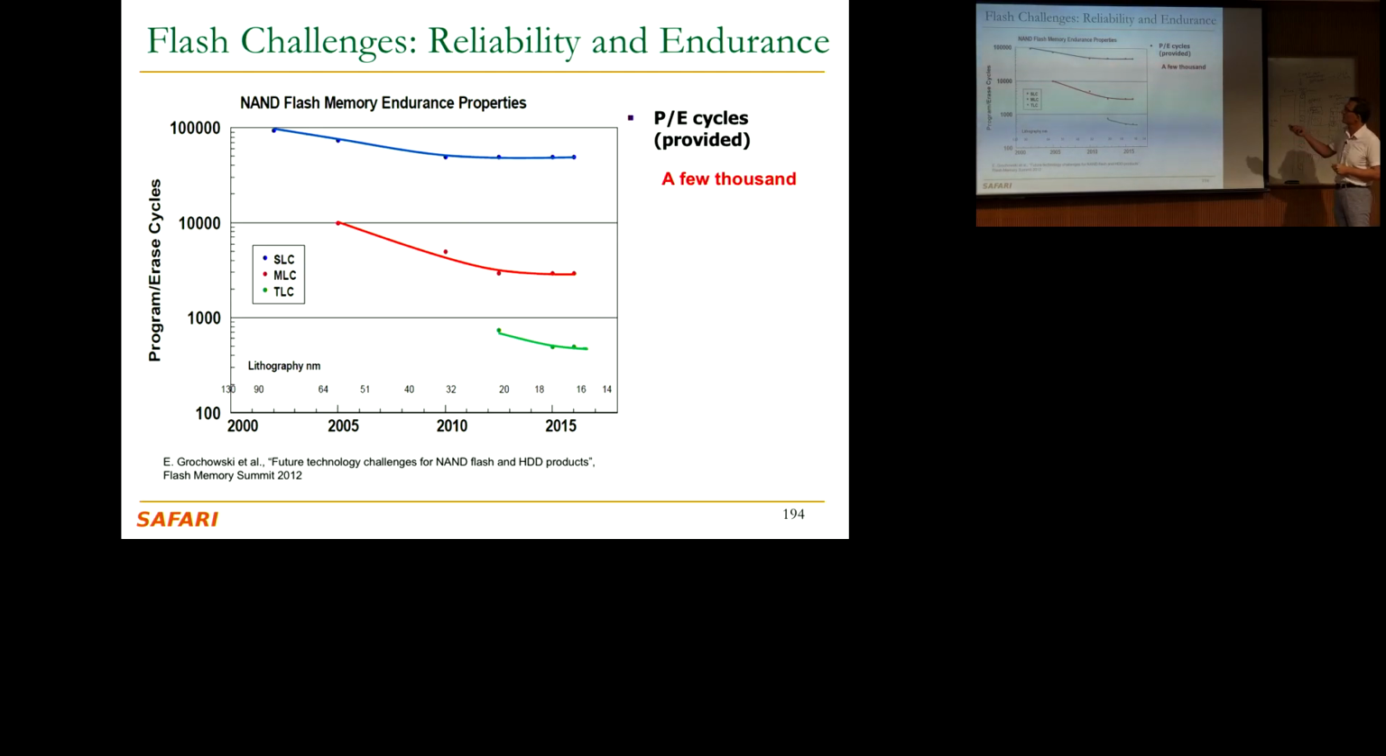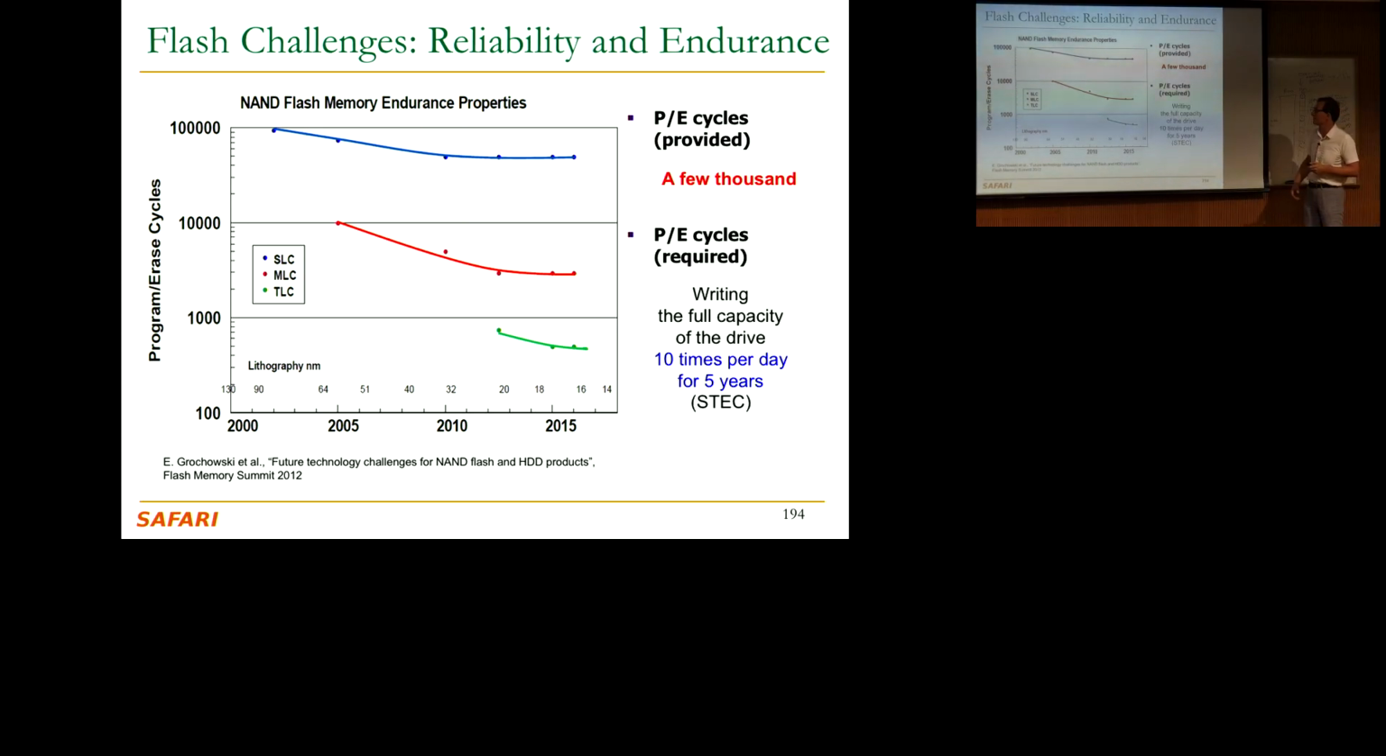This is the provided program erase cycles for a multi-level cell flash cell. It's a few thousand. But the required ones, if you look at the storage industry requirements, are defined this way: you write the full capacity of the drive 10 times per day for 5 years. This is pretty aggressive. If you translate it to how many program erase cycles you want to do, it turns out it's 50,000 or so. So there's a mismatch between what the technology provides and what the storage industry demands.